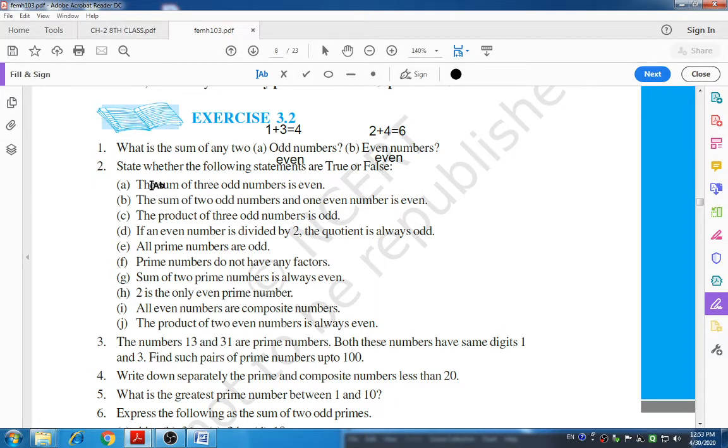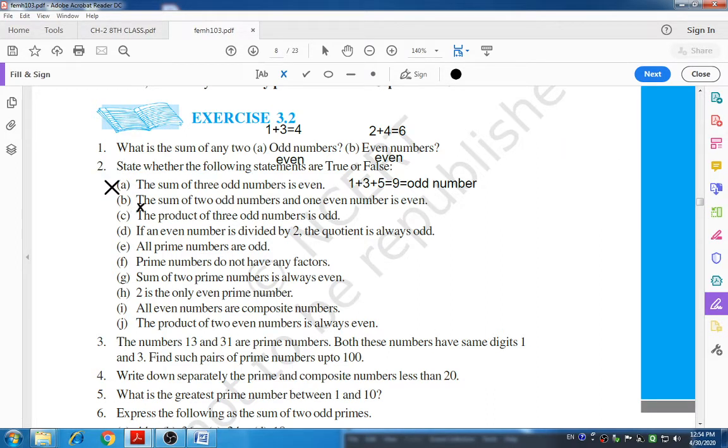Look at here carefully, the first one. The sum of three odd numbers is even. Okay, I will choose three odd numbers, that is 1, 3 and 5. So what is the sum of this? 1 plus 3 is 4, 4 plus 5 is 9, and 9 is an odd number. So this statement is wrong.